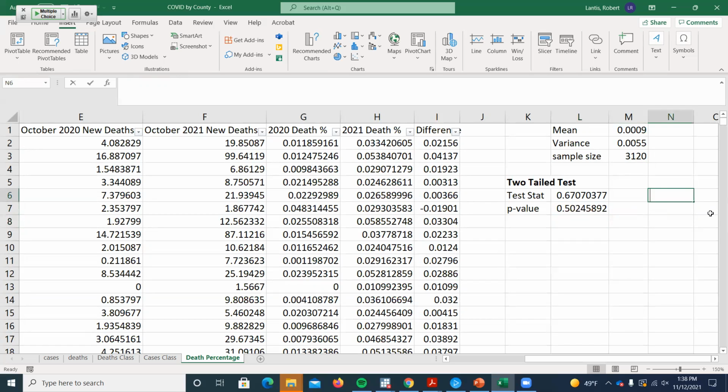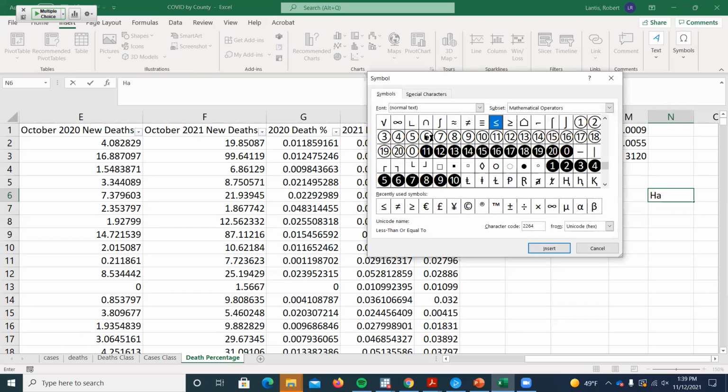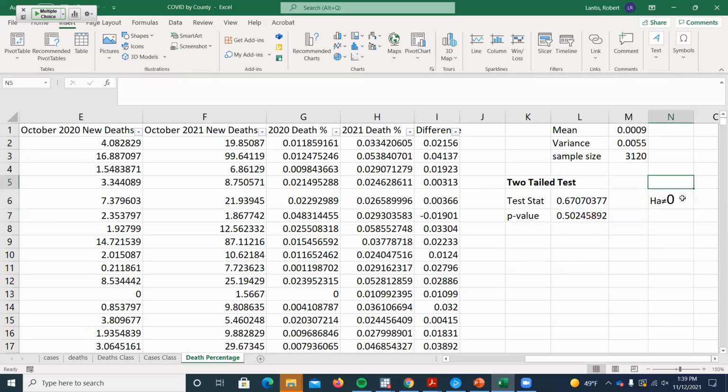So really what we're thinking about here was, my alternative was that it is not equal to, here, I'll put the symbol in here. Here we go. Not equal to. So is it not equal to 0? We assumed it was equal to 0. So I fail to reject that there's any change in the percent of people dying from COVID from this year to last year, which is wildly surprising to me.